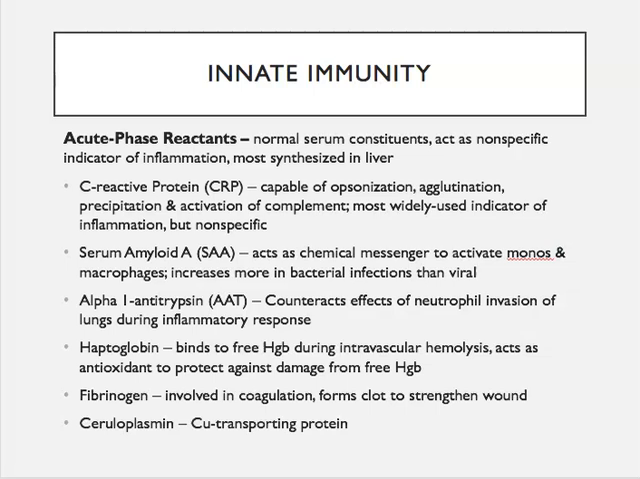Alpha-1 antitrypsin, synthesized in the liver, counteracts the effects of neutrophil invasion of the lungs during an inflammatory response. So if there's some type of pathogen invasion going on in the lungs, and this whole immune response has been activated, and you've got neutrophils that are going to the site, which is the lungs.